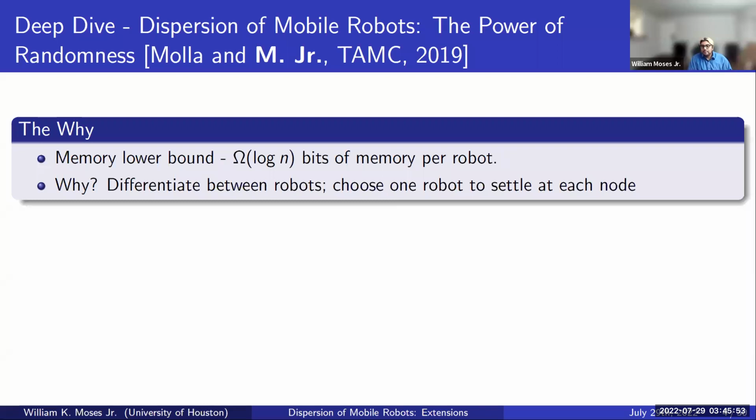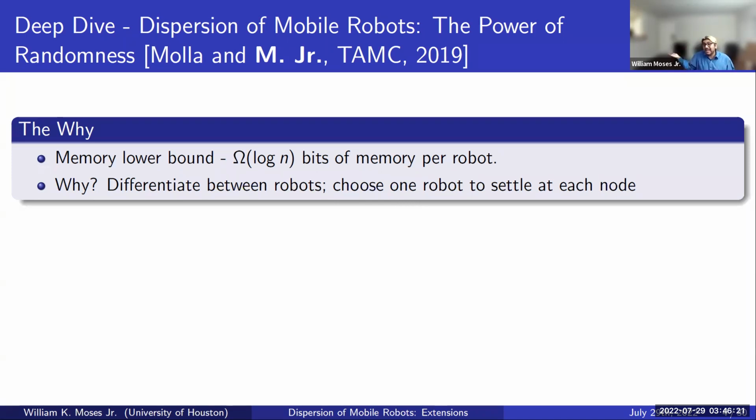And I should mention that, as Anissa mentioned in the first part, dispersion is typically talked about for k robots on n nodes, but the simplified version is just n robots and n nodes. And for the techniques I'll be talking about, I'll assume that we have n robots and n nodes. And the thing is, when you have n robots and n nodes, there's a lower bound that you need log n memory to differentiate between them.